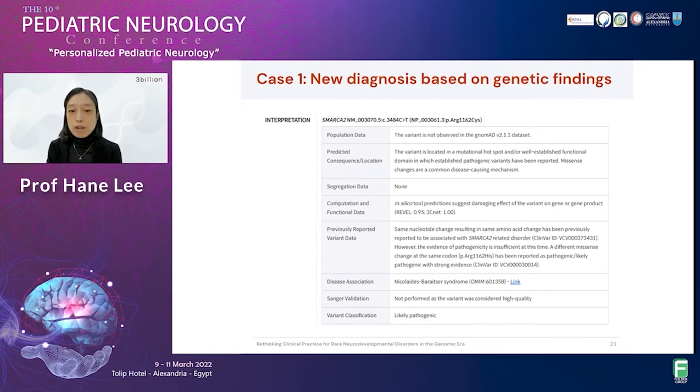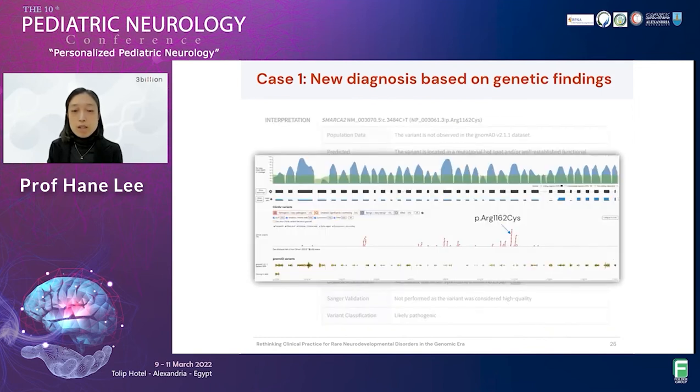First, this variant is extremely rare as it is not observed in any of the large population databases, such as gnomAD. Missense changes are a common disease-causing mechanism for this gene, and the variant is located in a mutation hotspot, as you can see here. This is a screenshot of gnomAD showing the ClinVar summary track.